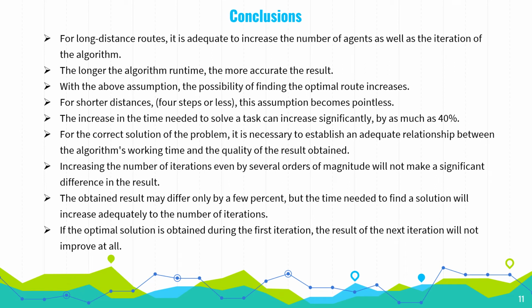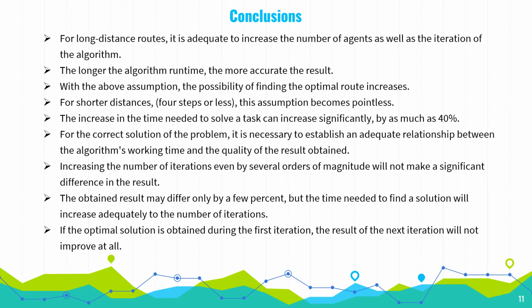Conclusions are that for long distance roads, it is reasonable to increase the number of agents as well as the iterations of the algorithm. The more iterations and agents, the better the chances we will find the proper solutions. The longer the algorithm runtime, the more accurate the results are. With the above assumptions, the possibility of finding the optimal road increases.